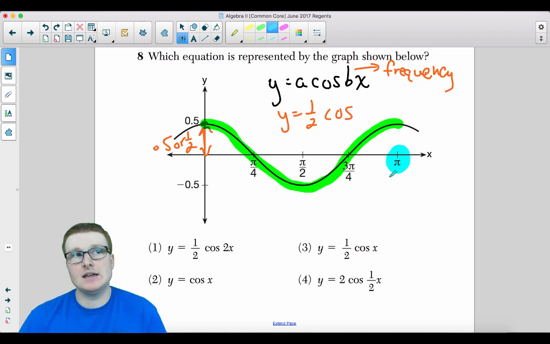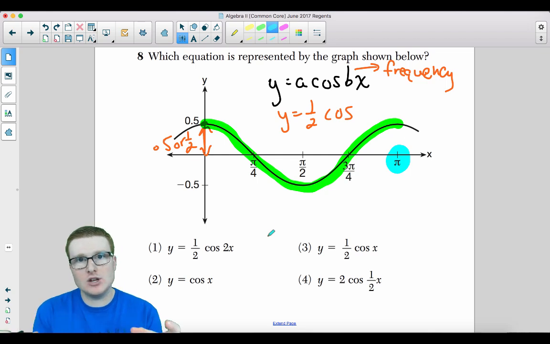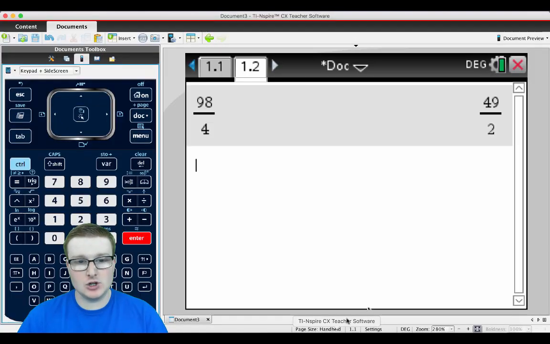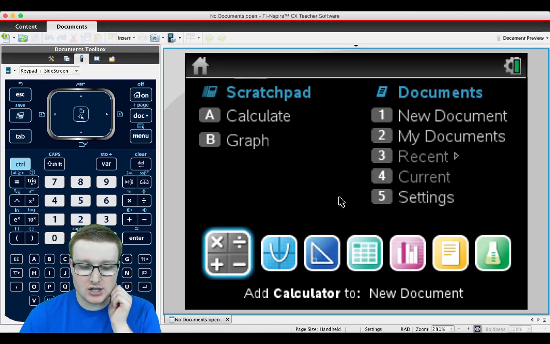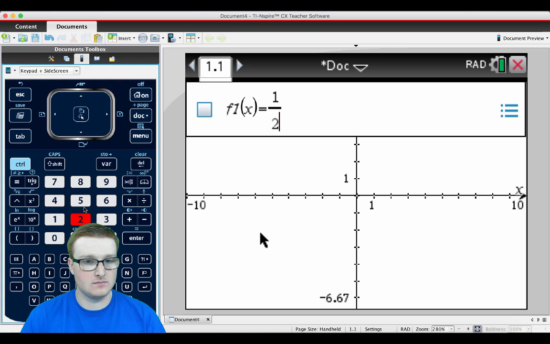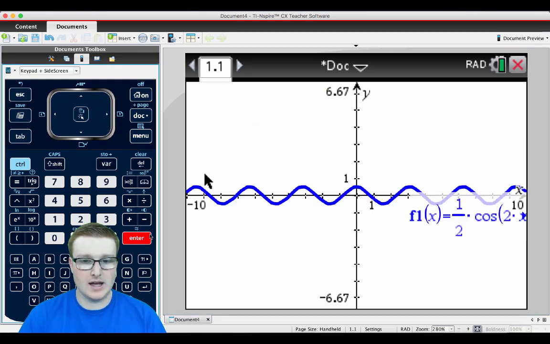Now pi is 1/2 of 2 pi. And we know that the window is usually from 0 to 2 pi. So if this is pi, we know that there's one more curve to the right to get to 2 pi radians. So the frequency is 2x. So your answer is going to be choice 1. Now let me show you on the graphing calculator just to double check you're right. Go to your graph, type it in. 1/2 cosine of 2x. Okay?